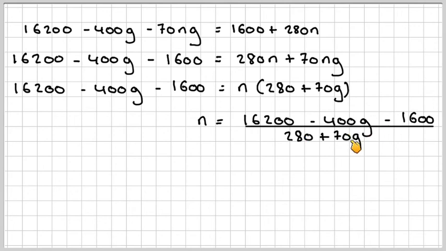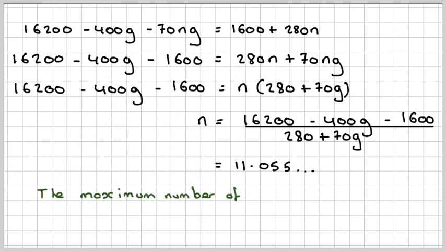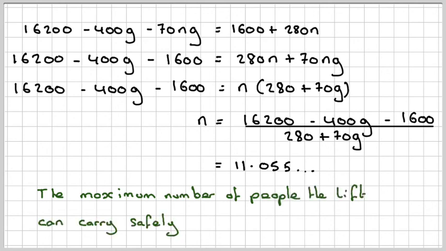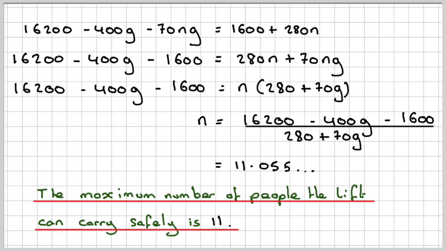Now, if you put this into your calculator using the fraction button and using 9.8 for g, that will give n as 11.055, but obviously we can't have 0.055 of a person, so we can say that the maximum number of people the lift can actually carry safely is 11, given those initial conditions for the tension and the acceleration.